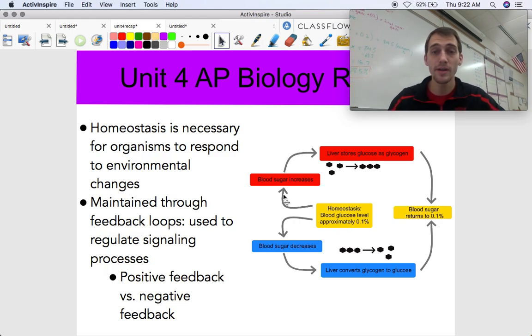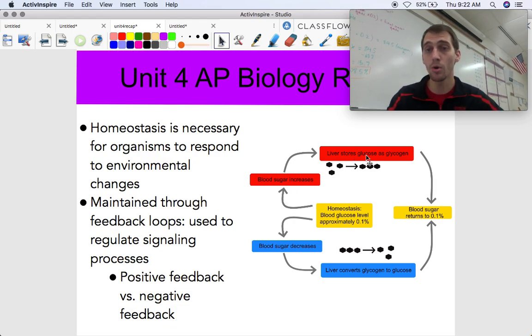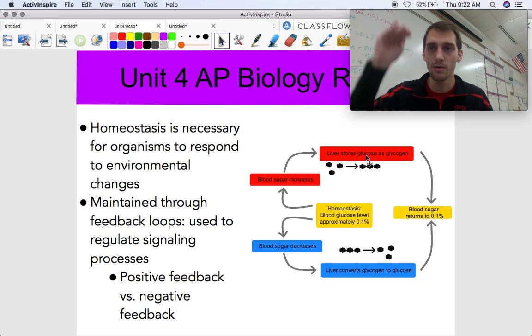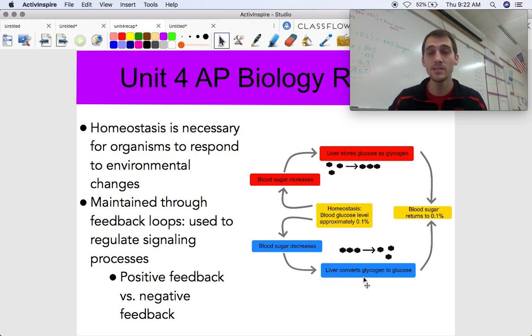So if blood sugar increases, okay, there's a hormone called insulin. You may have heard of it. That will tell your liver to store glucose from the blood as glycogen and thereby lower your blood sugar. If blood sugar goes too low, okay, there's another hormone called glucagon that will tell your liver to break down glycogen into glucose and release it into your blood so that your blood sugar returns back to that set level. Okay, this is called a negative feedback loop.